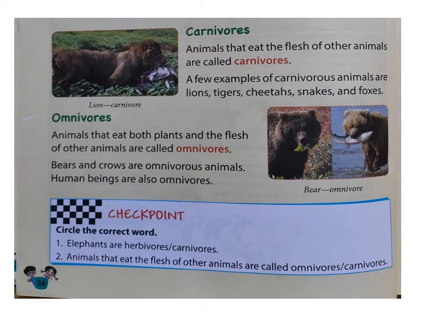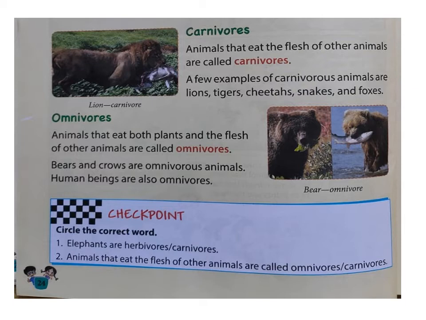The second group of animals is carnivore animals. You can see the picture of a lion eating another animal. Animals that eat the flesh of other animals are called carnivore animals or carnivores. So what are carnivores? Carnivores are the group of animals which especially eat the flesh or meat of other animals. A few examples of carnivores are here: lion, tiger, cheetah, snake and foxes.